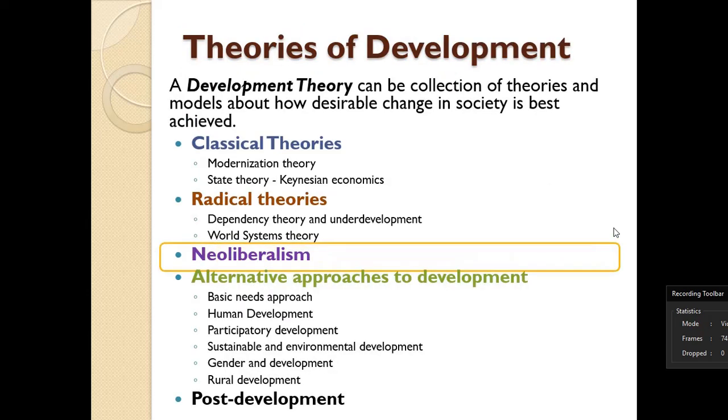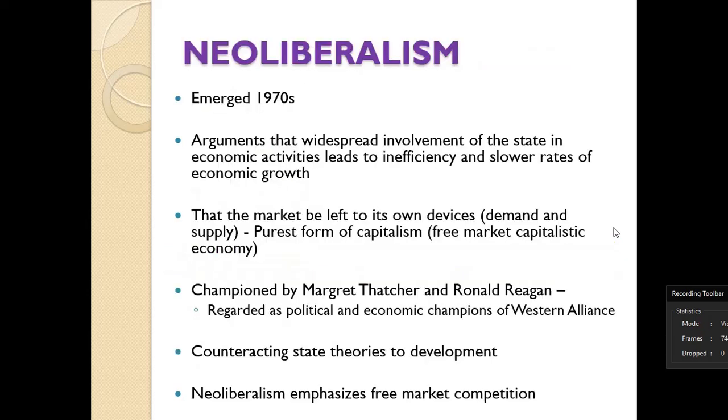And then we move to neoliberalism, which emerged in the 1970s and onwards, around the 1980s. It argues that the involvement of the state in the market leads to poor performance of the market, and therefore to slow growth, delaying these societies from achieving development.